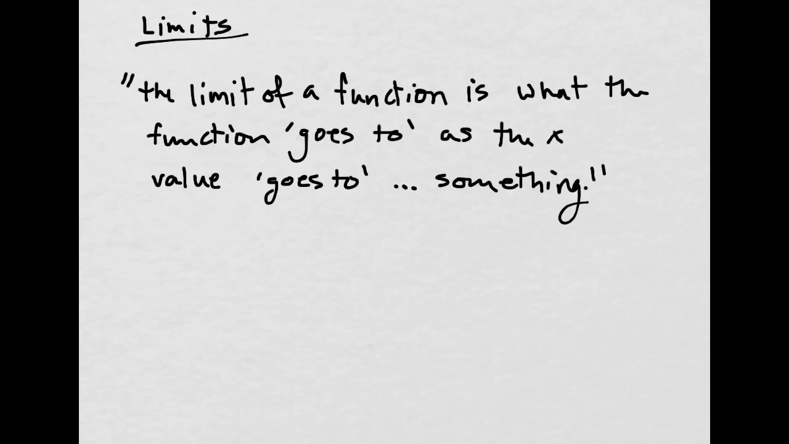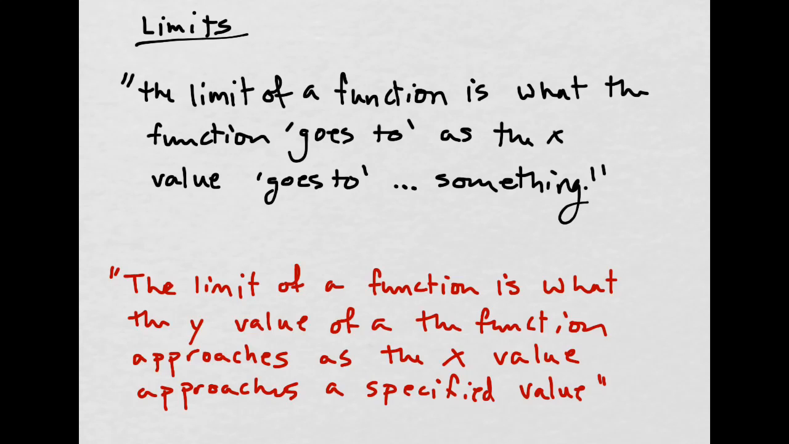The way I think about a limit is what a function approaches. What is the function going to as the x value goes to something else? So the limit of this is very, very informal: what the function goes to as the x value goes to something. That's super vague. Another way of saying this is a little bit more precise.